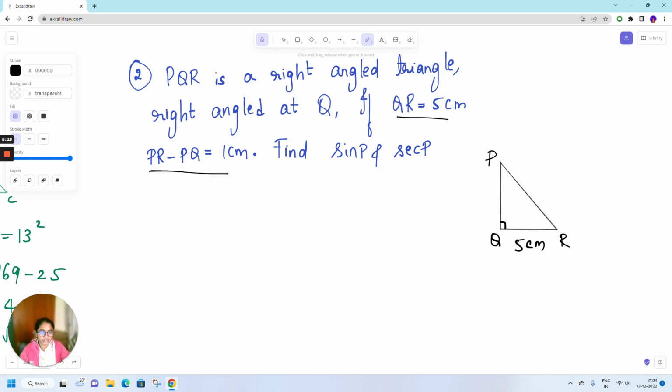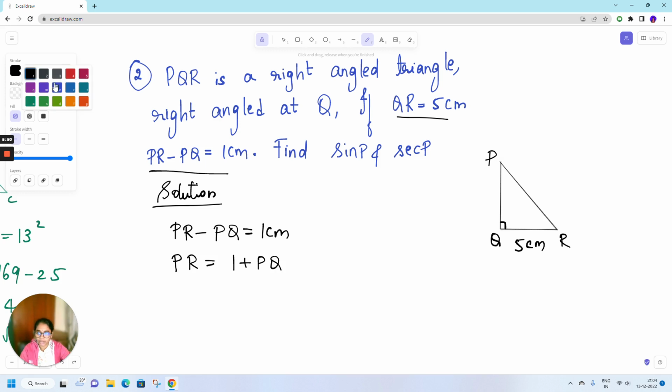Now how do we solve this? Firstly, let me write down the Pythagoras theorem. Given PR minus PQ is 1 centimeter. If PR minus PQ is 1, what would PR be? We would get 1 plus PQ. Now let me apply the Pythagoras theorem.